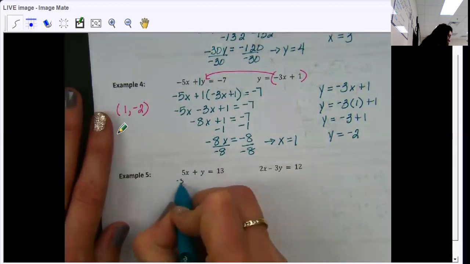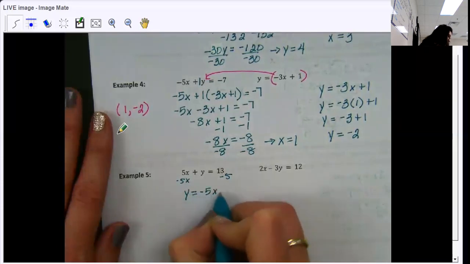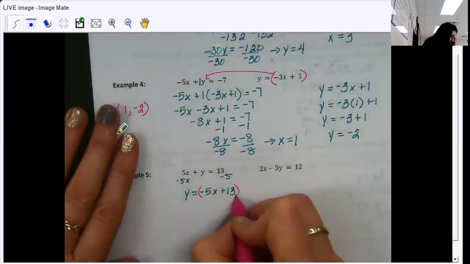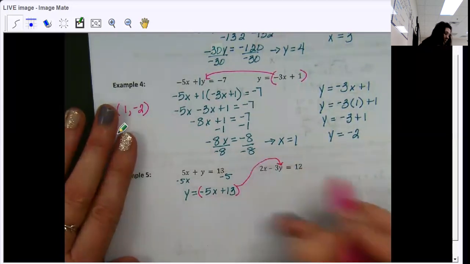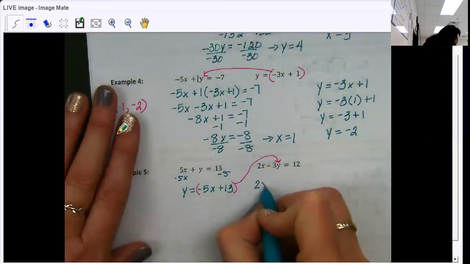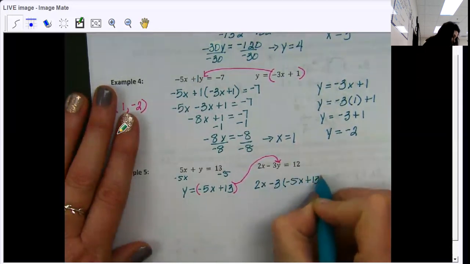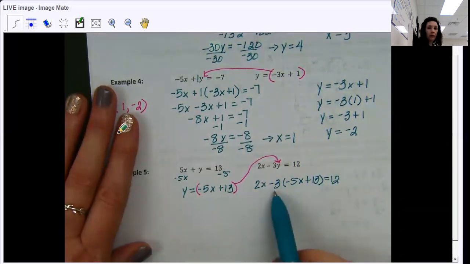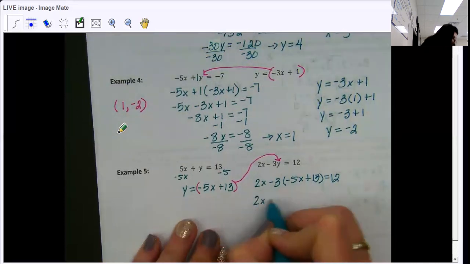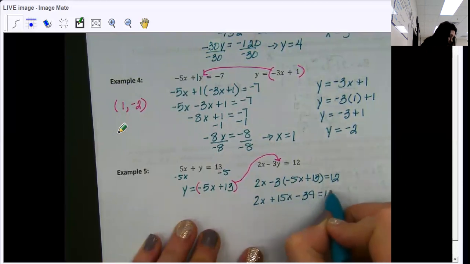So I'm just going to subtract 5x on both sides, and I end up with y equals negative 5x plus 13. So now what I'm going to do is, since y is this, I'm going to plug this into the second equation where the y is. I'm going to substitute it in there. So 2x minus 3 times negative 5x plus 13 equals 12. And don't forget, you're distributing by a negative 3. So you want to make sure you do that. So you have 2x plus 15x minus 39 equals 12.